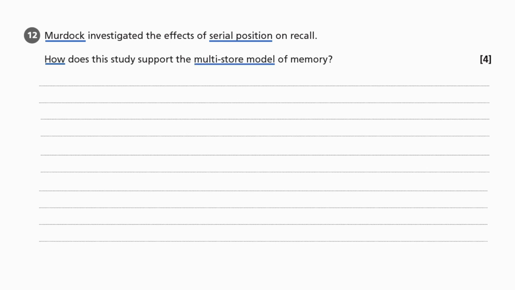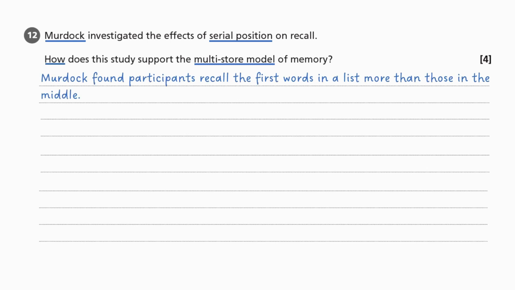Now, this is quite a challenging question because it isn't just asking you to explain the study by Murdoch into serial position, which would be quite straightforward. But what you need to do is think about 2 things when you're deciding on how to answer the question. The first thing you have to consider is what the results were that were found by Murdoch into the effects of serial position on recall. And then you need to basically say what that therefore shows about the multi-store model of memory. So you need to explain how it supports the idea, for example, that we've got separate short and long-term memory stores. So let's have a little look at this.